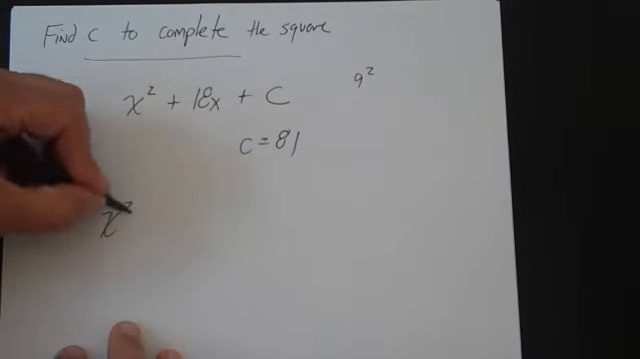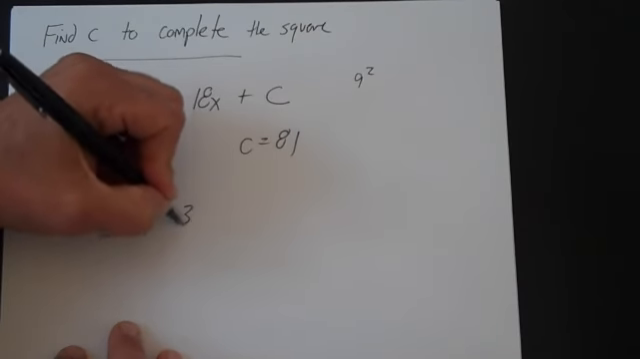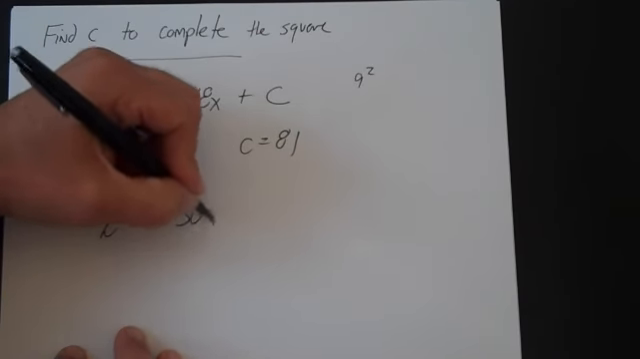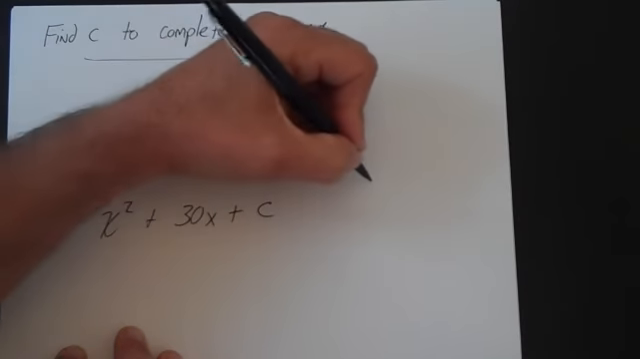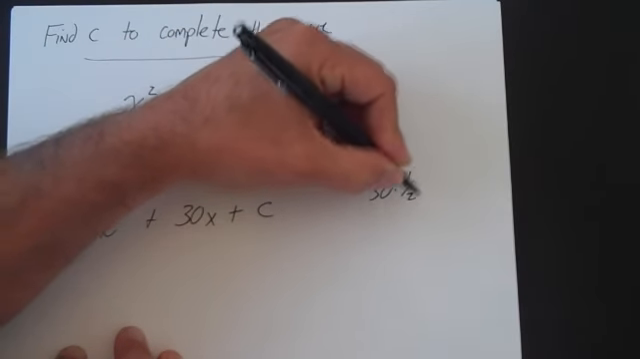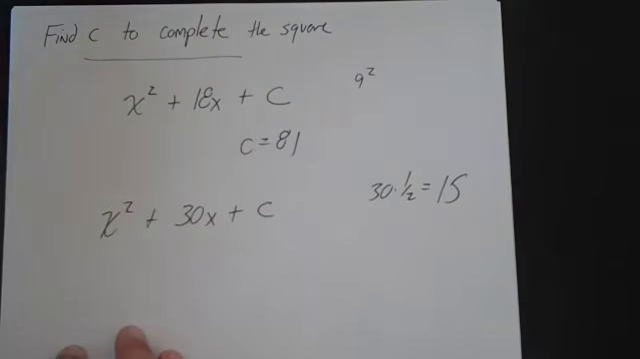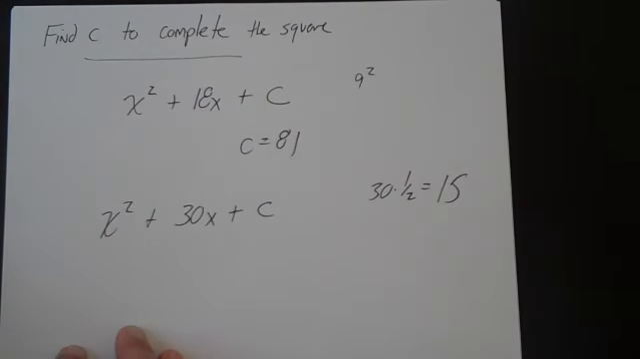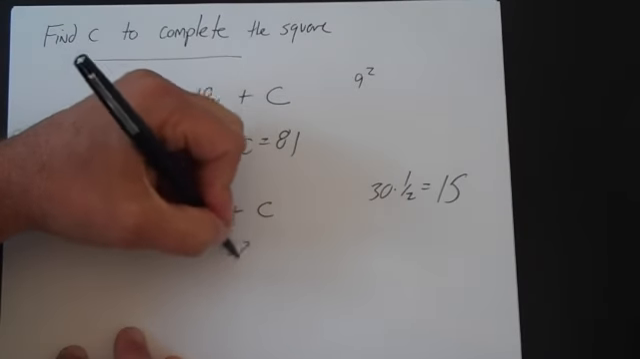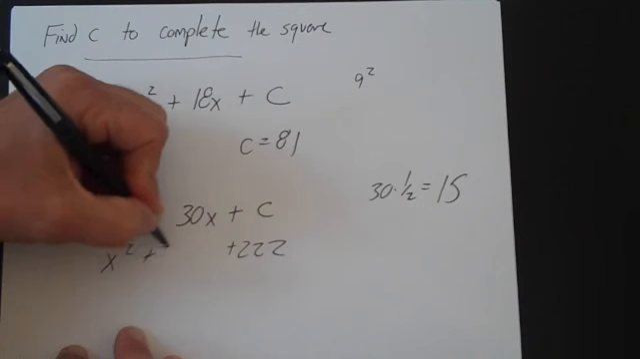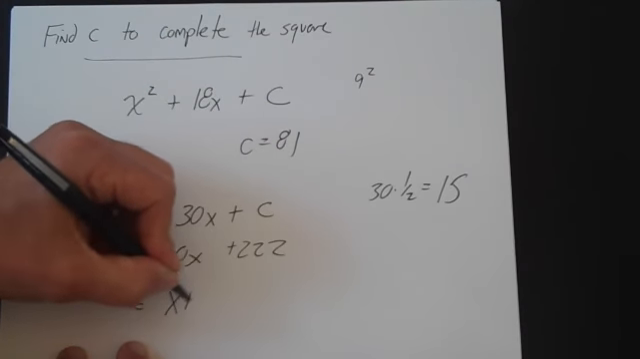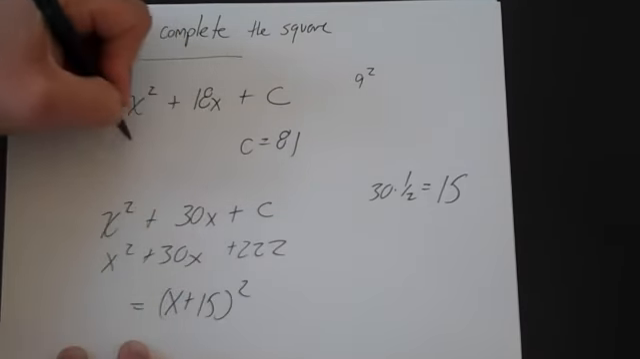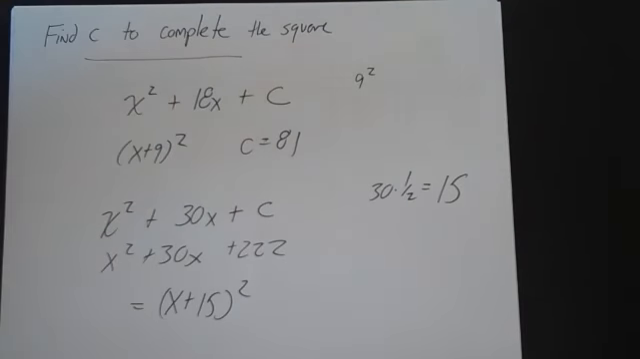And let's do one more. X squared plus 30x plus c. Half of 30 is 15, and 15 times 15, let's just check that on the calculator, is 225. And then if you want to factor that, it's just x plus 15 squared. And this one would be x plus 9 squared. And that's how you complete the square.